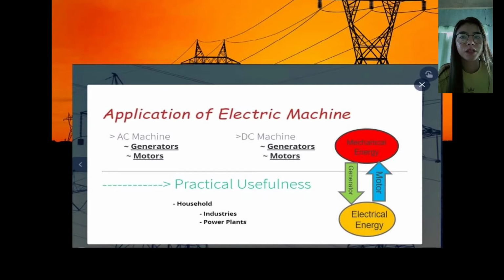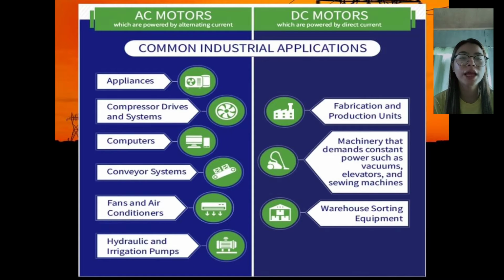AC and DC machines application is easy for us to understand, and hopefully it will help us to visualize the practical usefulness of the electrical machines na magagamit natin in everywhere, na pwedeng makita sa household, industries, and power plant. Both AC and DC application is the process and facilities in almost every industry.